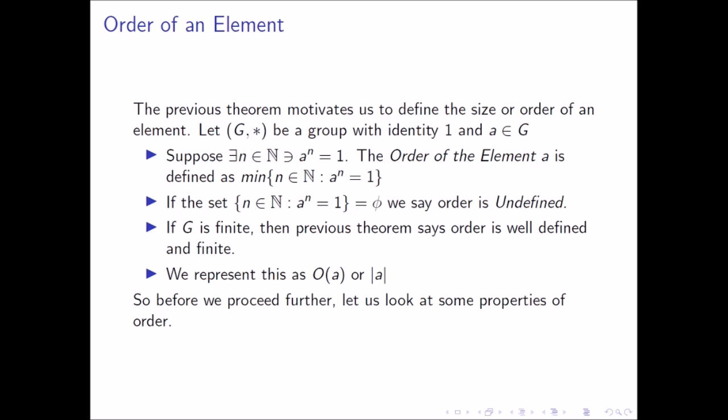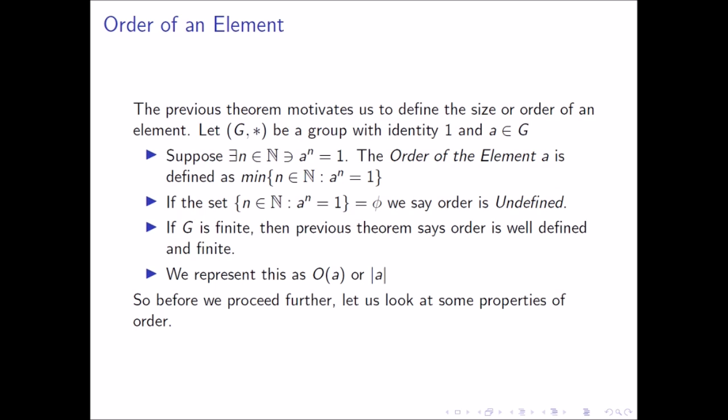Now suppose this set is empty. Suppose there does not exist a natural number n such that a power n equals 1. We say the order is undefined. We don't generally use the concept of infinity over here because it's a bit vague. However, this basically says that the element is pretty large, as it can't reach 1, no matter how large a power we take.